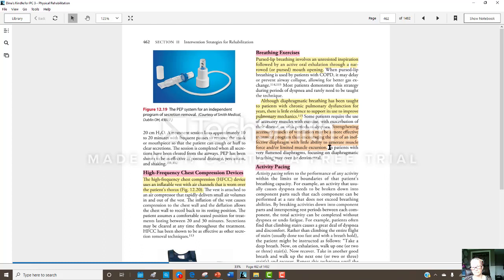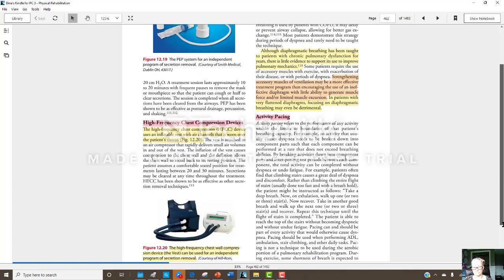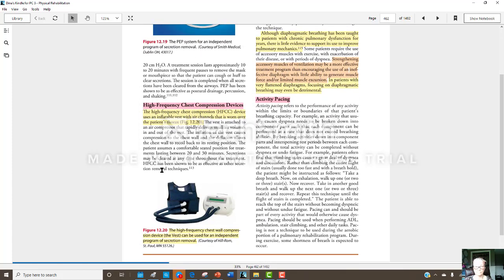Activity pacing. Activity pacing refers to the performance of any activity within the limits or boundaries of that patient's breathing capacity. For example, an activity that usually causes dyspnea needs to be broken down into component parts such that each component can be performed at a rate that does not exceed breathing abilities. By breaking activities down into component parts and interspersing rest periods between each component, the total activity can be completed without dyspnea or undue fatigue.